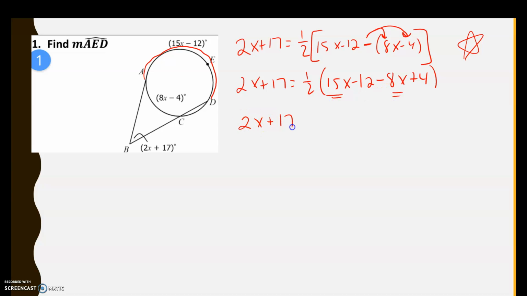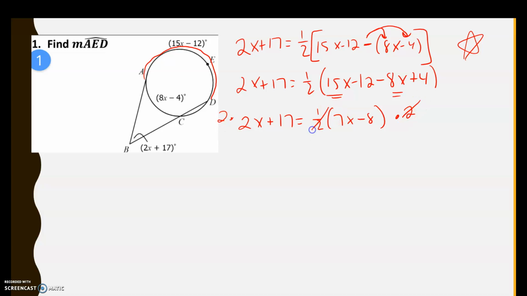2x plus 17 is equal to 1/2. 15x minus 8x is going to leave me with 7x. Negative 12 plus 4 is going to leave me a negative 8. Now I don't want to distribute this 1/2. This is an odd number, so I'm going to get a fraction. I don't want to deal with that. So instead I'm just going to get rid of this 1/2 by multiplying both sides by 2.